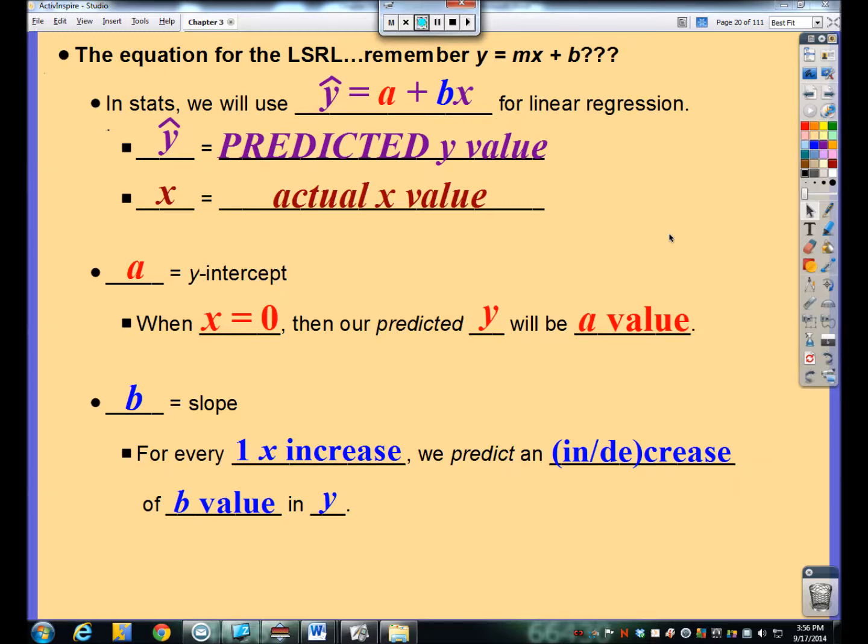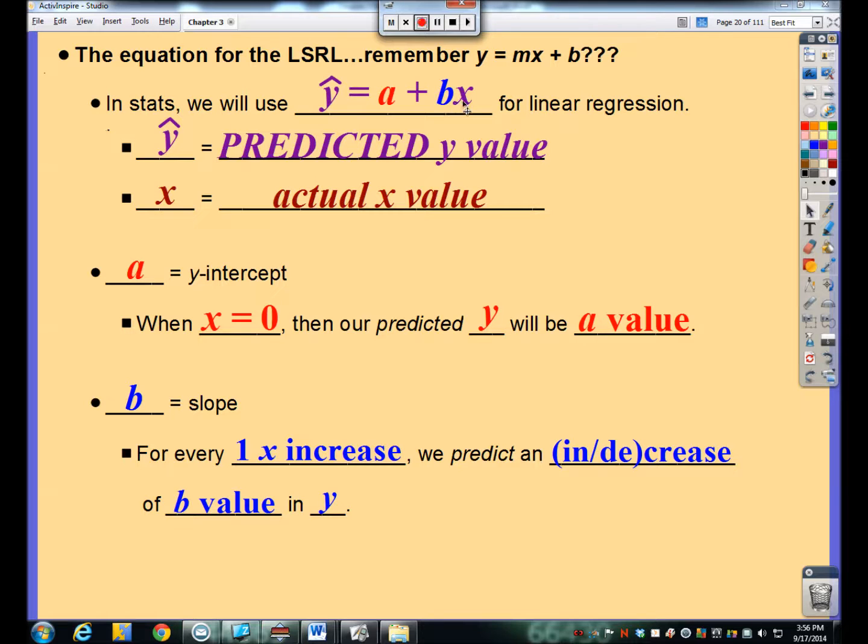Lastly, let's look at the actual equation for an LSRL. So if you guys remember y equals mx plus b from your Algebra 1 days, we're going to use a variation of y equals mx plus b. But what we do in stats is, for whatever reason, it's kind of unbeknownst to me, they flip the mx and the b part. And we don't really use m and b anymore. We still use b, but it takes on a different meaning in this case. But in stats, we're going to use y hat equals a plus bx.